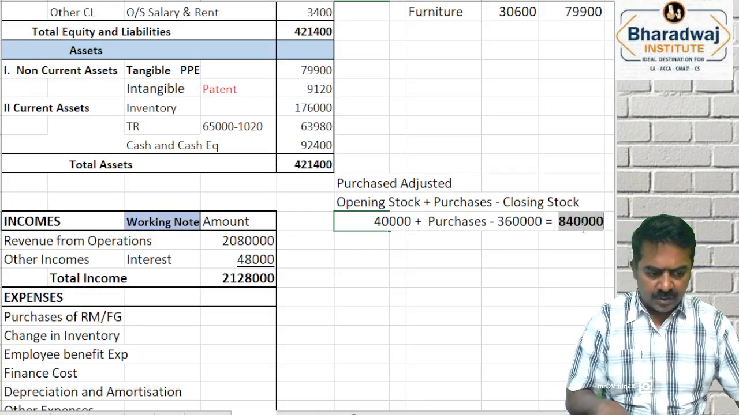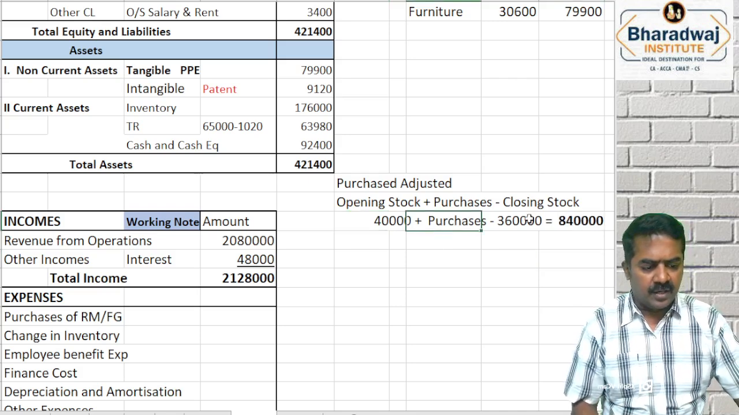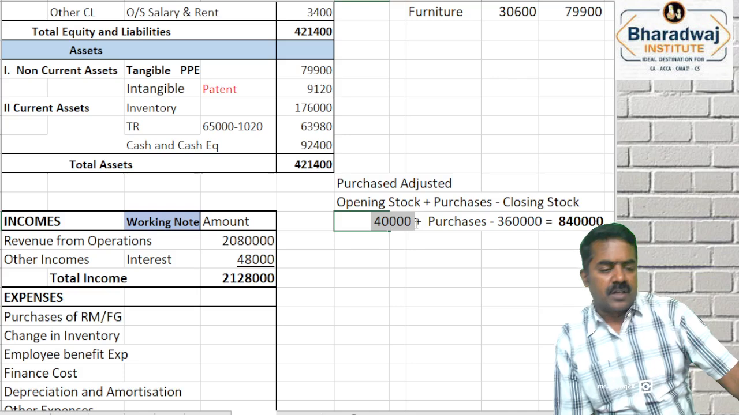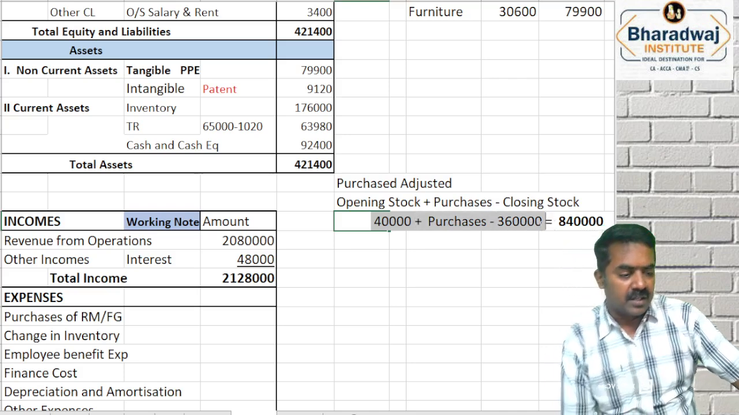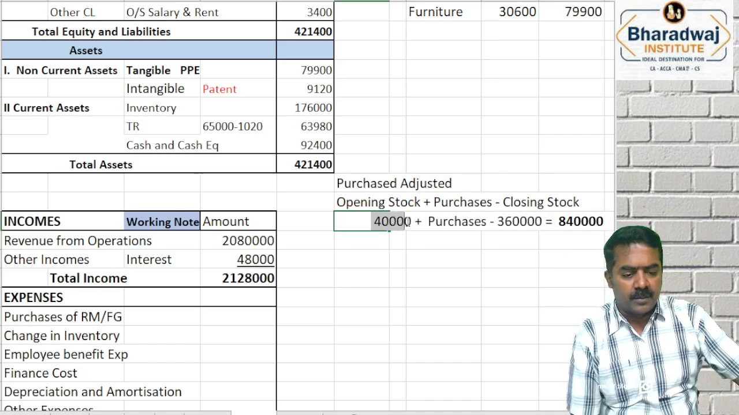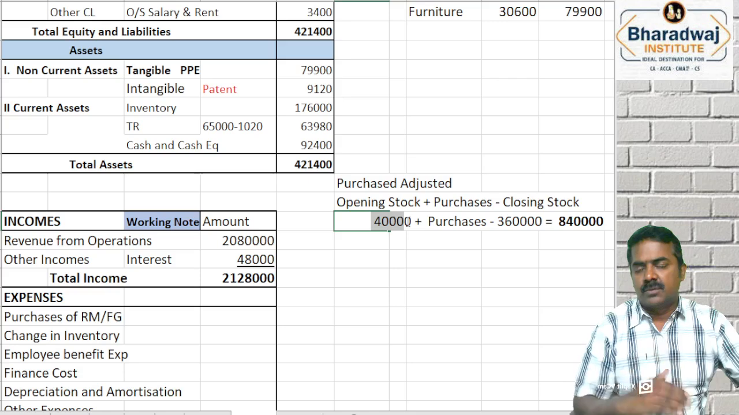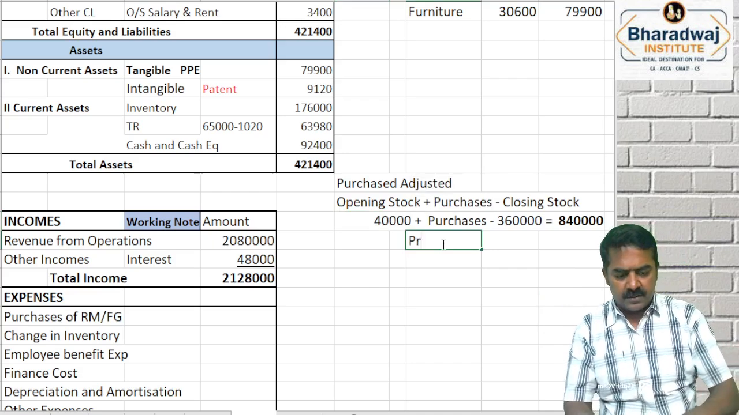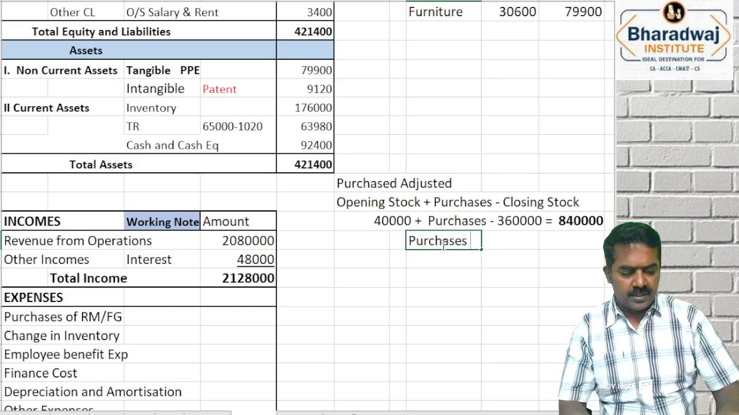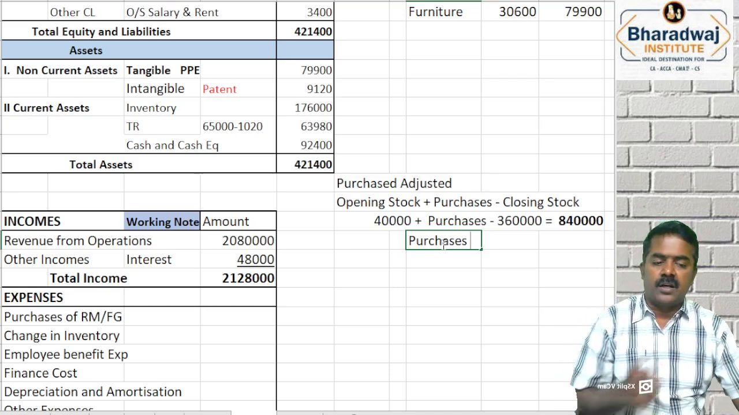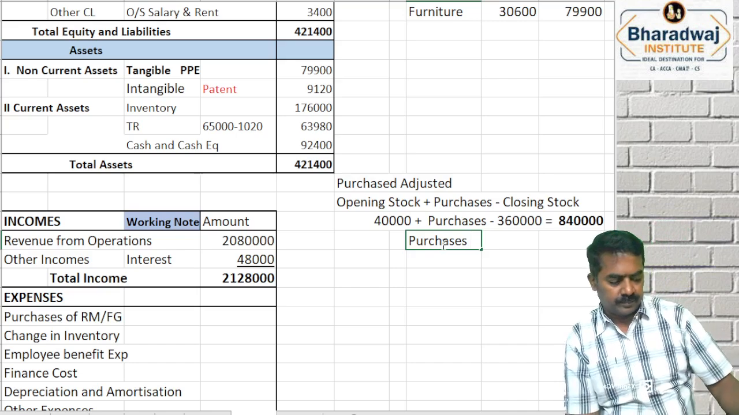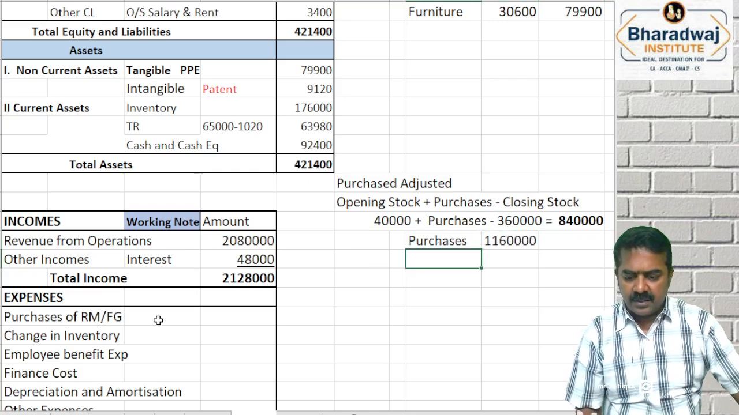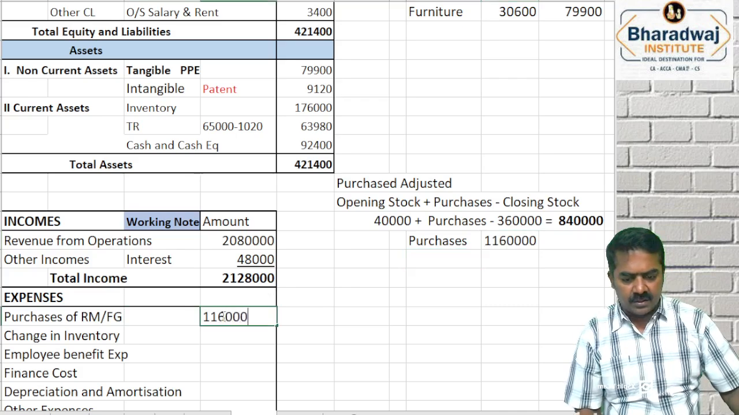If you solve this, purchases will be 8,40,000 plus 3,60,000 minus 40,000. Did you understand how the opening stock came? Closing stock is 3,20,000 more than the opening stock. Now, if closing stock is 3,60,000, opening stock would have been less by 3,20,000. So when you solve this, you will get purchases: 8,40,000 plus 3,60,000 minus 40,000, which is 11,60,000. So in purchases of material and finished goods, you can take 11,60,000.